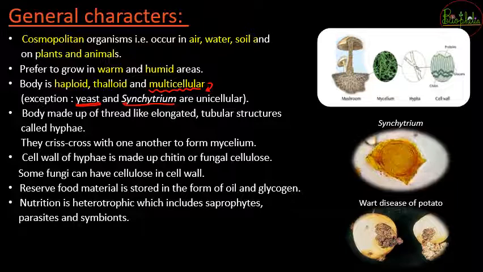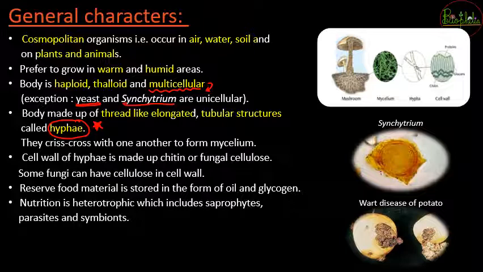अब body की हम जैसे बात कर रहे थे, so the body is going to be made up of thread-like elongated tubular structures. So ये thread-like elongated tubular structures को बोलते हैं hyphae. So this is the word that you are going to see many times when you are going to go into details of fungi. So this is an important point that you need to remember in the further studies of it.